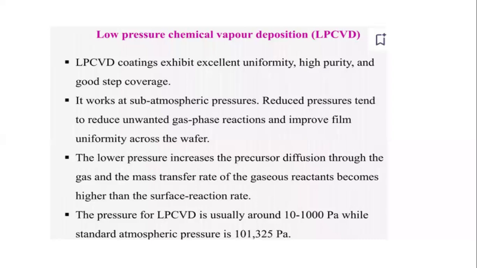The pressure for low pressure CVD is usually around 10 to 1000 pascals, while standard atmospheric pressure is around 1 lakh pascals.